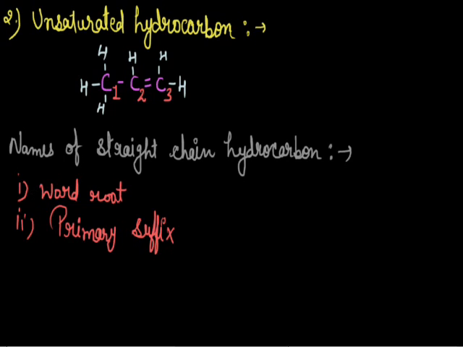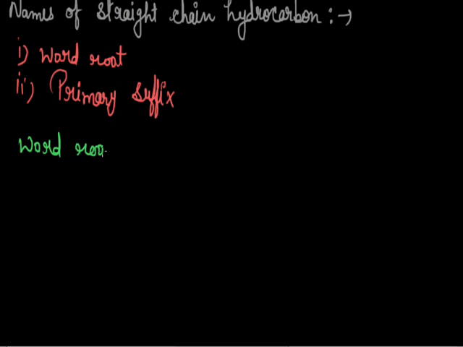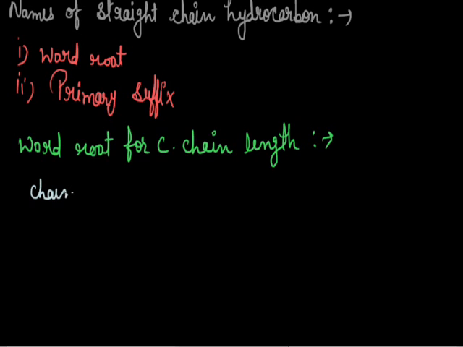Firstly, if you talk about word root for carbon chain length. When we select the carbon chain, it may be that in the carbon chain one carbon atom is present, or two, or three, or more than three carbon atoms are present in the chain length, meaning the parent carbon chain. So we can divide the carbon chain according to their length, that is chain length, word root.